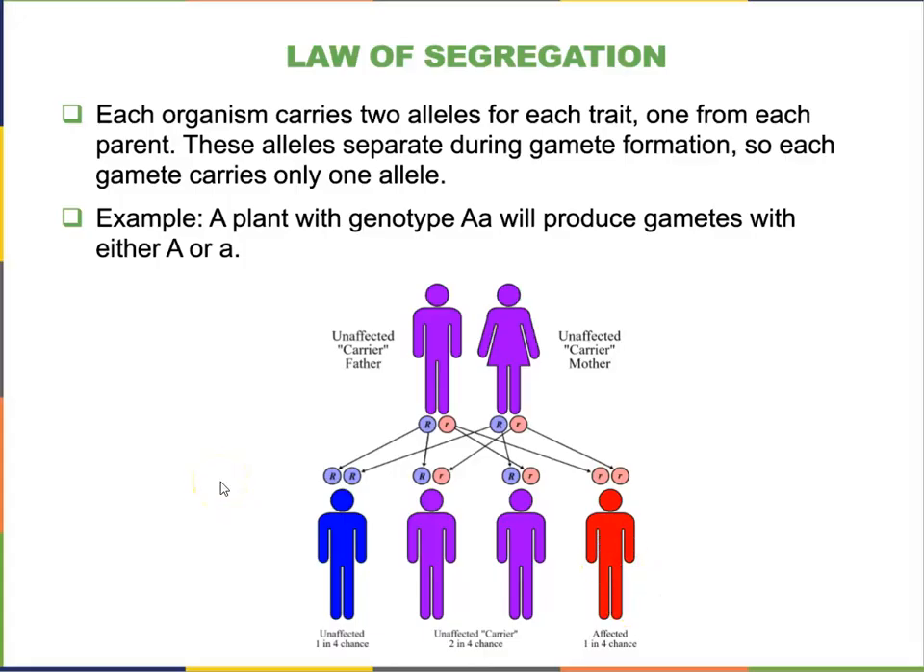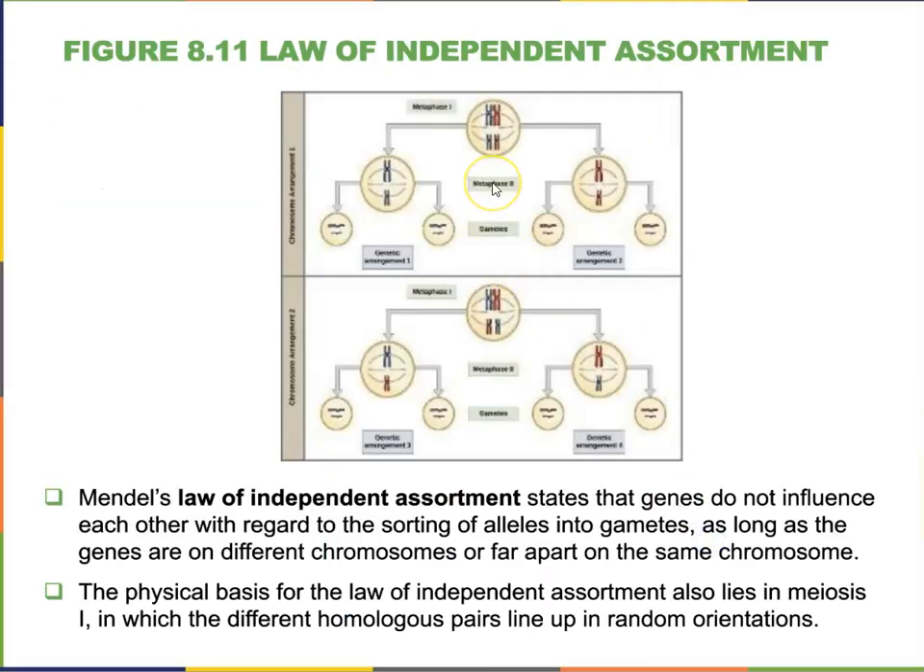In this case, the alleles in each individual, the big R and the little r, are separated, then they randomly combine with each other to result in these four different genotypes. This example demonstrates the law of segregation. The third law is the law of independent assortment.